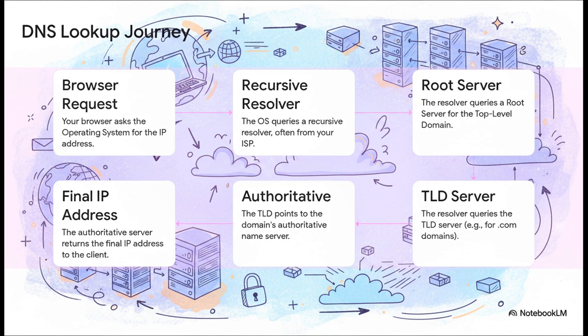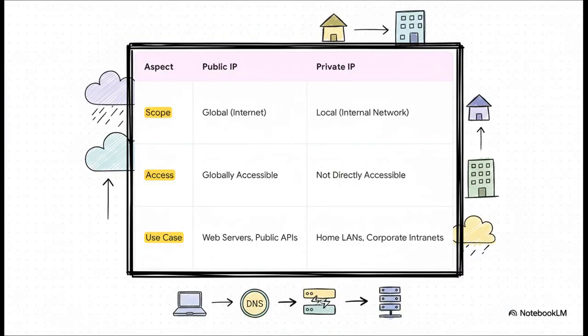So the IP address we get from DNS, that's a public IP. Think of it like the street address of a building, totally visible to the entire internet. Now that's really different from a private IP, which is more like an apartment number inside that building. Private IPs are for all the devices on your local network, like your laptop, your printer, so they can all talk to each other without being exposed to the whole world.